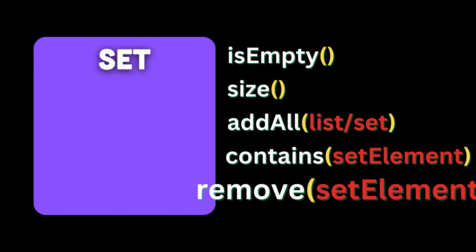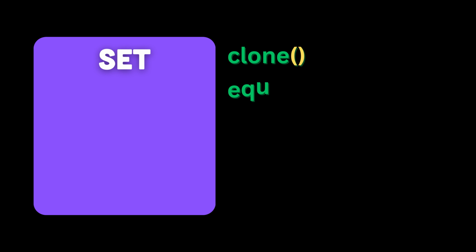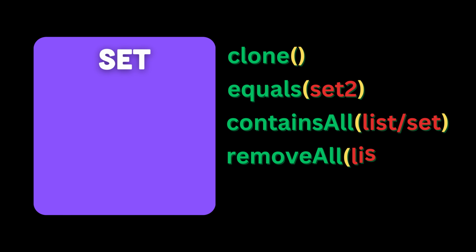Let's move to the set collection. Set has quite a number of methods that are similar to what we discussed for list. So we will look at other methods such as the clone method, the equals method that accepts another set as the parameter, containsAll, and the removeAll method that accepts either a list or a set.